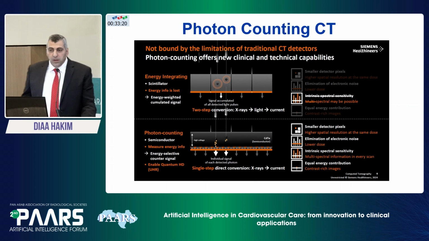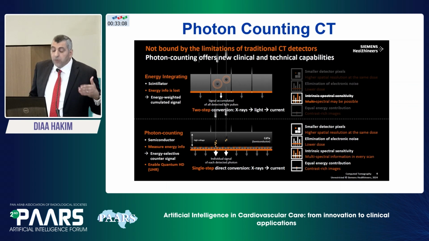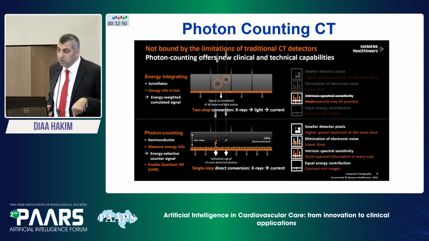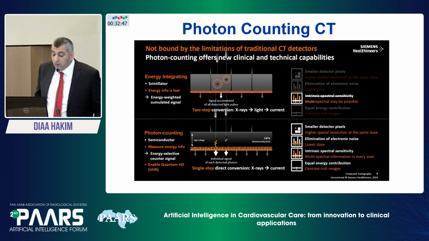So the normal CT is that we are actually transforming X-ray into light, which is a bunch of photons or arrays of photons. Then we are dealing with these arrays of photons using what's called the energy integrated scintillator. But in photon counting CT, instead of 3 steps to change the X-ray, we have only 2 steps. So we move from the X-ray to single photons. That will be translated into smaller detector pixels, elimination of electronic noise, intrinsic spectral sensitivity, and equal energy contribution.